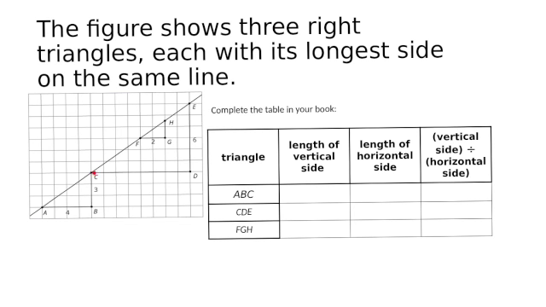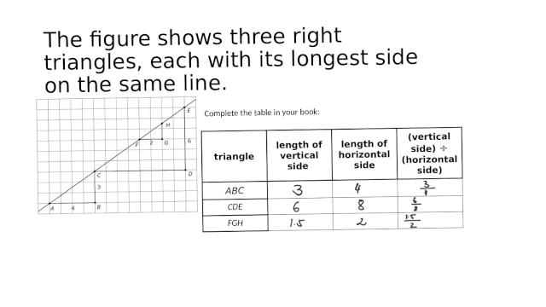Let's look at ABC, this triangle here. And its vertical side length, you can see, is 3. The horizontal one, AB, is 4. And therefore, vertical side over horizontal is 3 over 4.